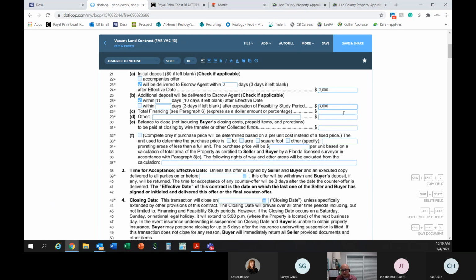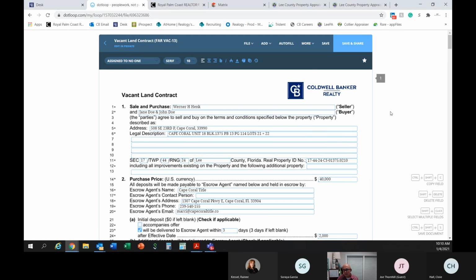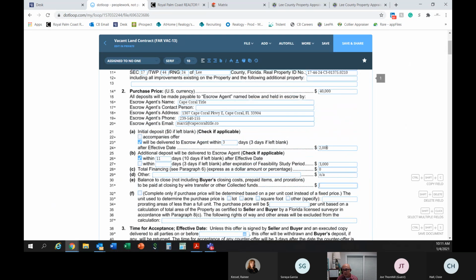Total financing, there won't be financing involved in this. It's rather difficult to obtain financing. I'm not going to say it's impossible, but it is a little more difficult to obtain financing on vacant land rather than an existing structure such as a single family home or a condo. Other not applicable. Balance to close. Okay, so 40,000 minus 2,000 minus 3,000 leaves us with $35,000 left to close.